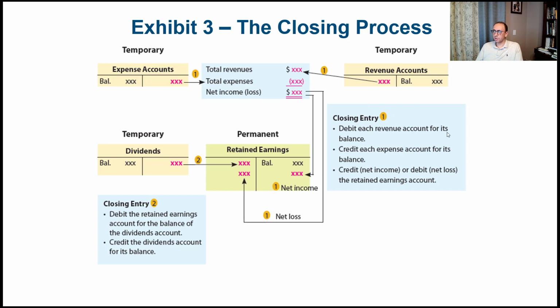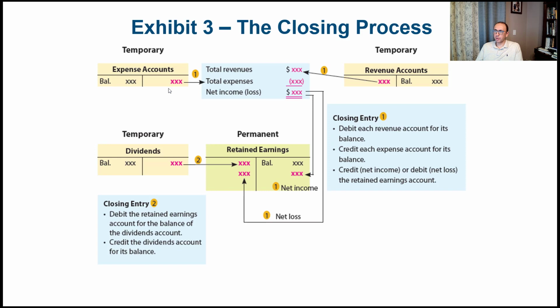So we debit each revenue account for its balance. You see here, revenues have a credit balance. We debit the revenue account with the same balance, so this way it would have a zero balance. Then we credit each expense account for its balance. Expenses usually have a debit balance.